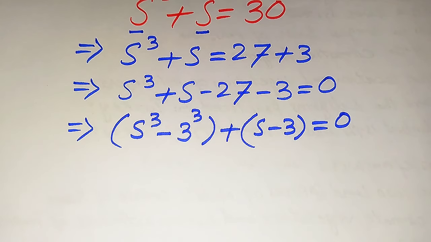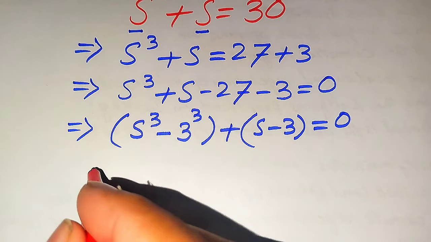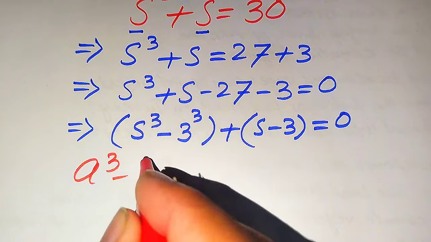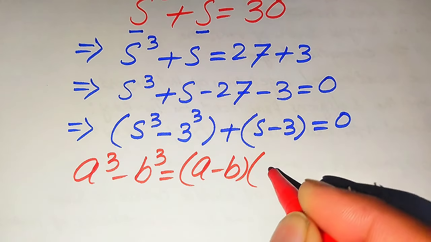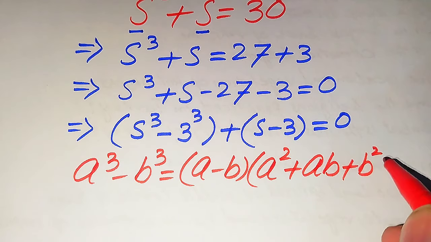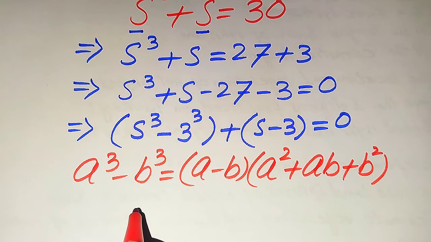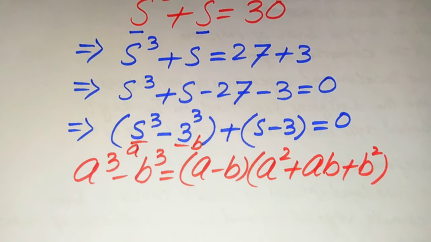And further in the next step we need to apply the cubic formula on the first term or the first factor. So here you know this formula: if we have a cubed minus b cubed, it is equal to a minus b times a square plus ab plus b square. So according to this cubic formula, you see the base of this term is our a and the base of this term is our b, so that here we apply this cubic formula to the above equation.